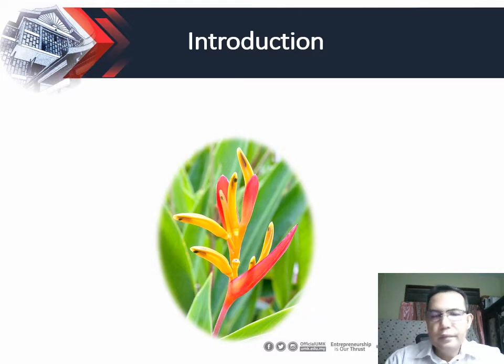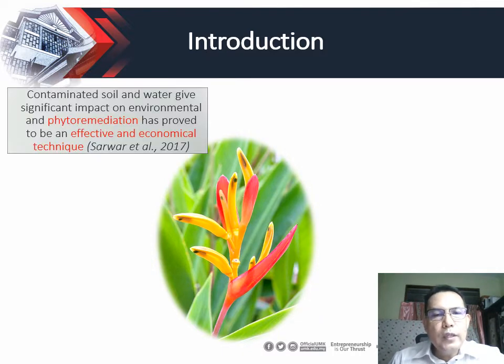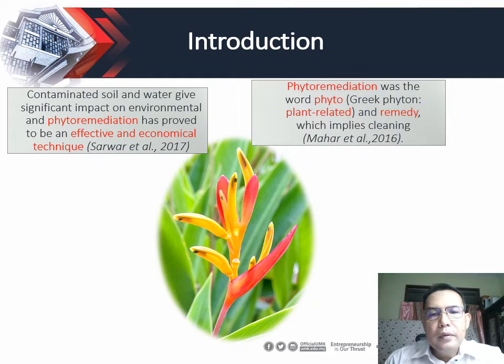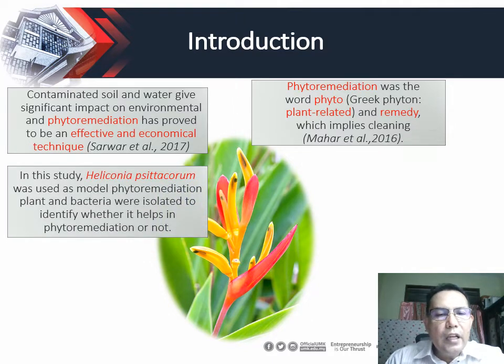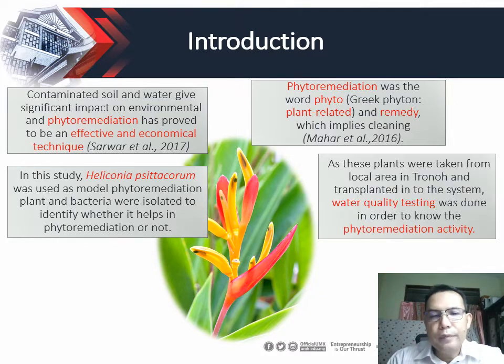Introduction. Contaminated soil and water give significant impact on the environment, and phytoremediation has proved to be an effective and economical technique. The word phytoremediation is from Greek, where phyto means plant related, and remediation implies cleaning. In this study, Heliconia pittsdorcorum was used as a model. Phytoremediation plant and bacteria were isolated to identify whether it helps in phytoremediation or not.